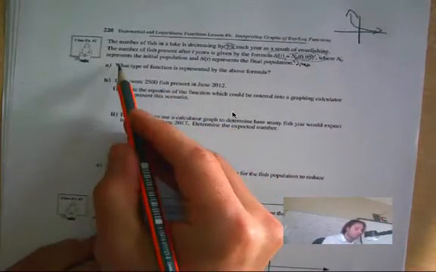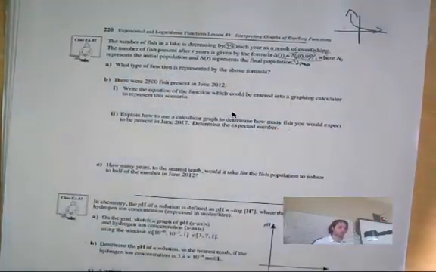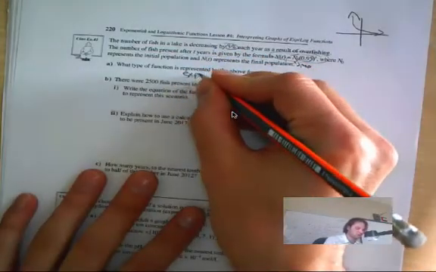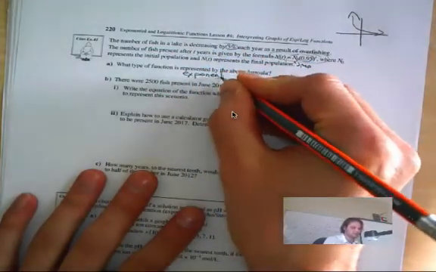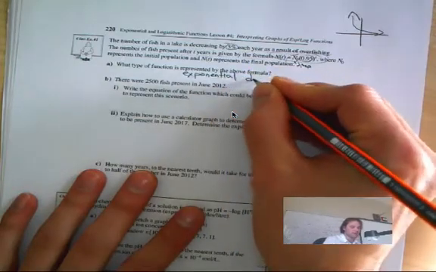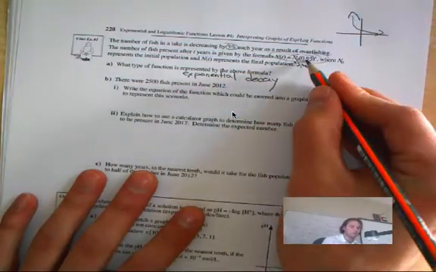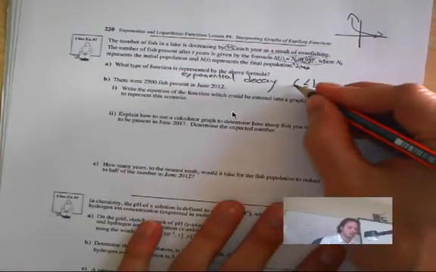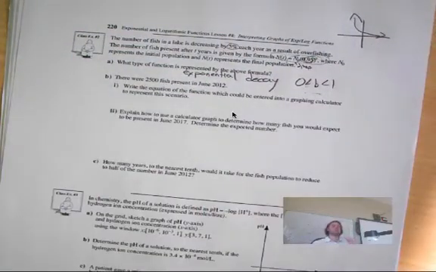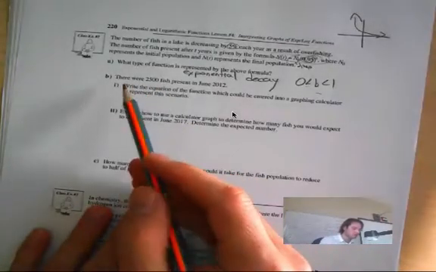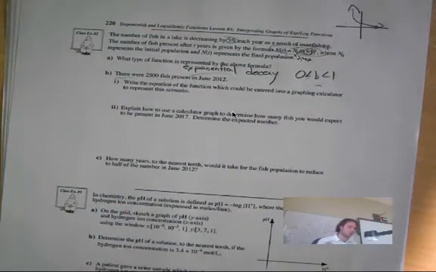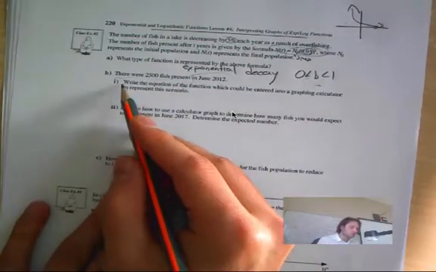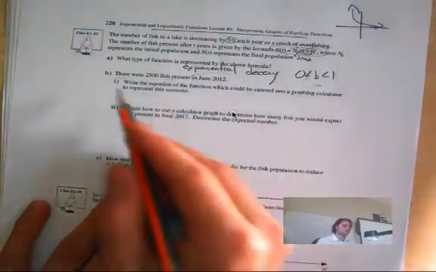Oh well, anyway. So what type of function is being represented by the formula? Well, this is exponential. Exponential decay. And this is a decay. It is not a growth. Why? Because it is between 0 and 1. My b is in between 0 and 1. Therefore, it is an exponential decay. Now, there are 2,500 fish present in June 2012, which is our year 0, we'll say. Write the equation of the function, which can be used to enter into the calculator.